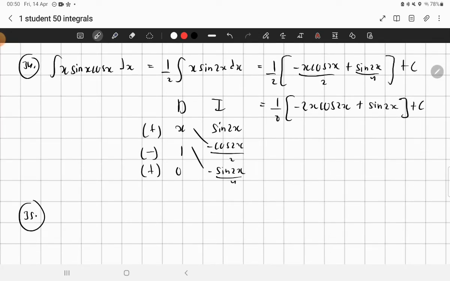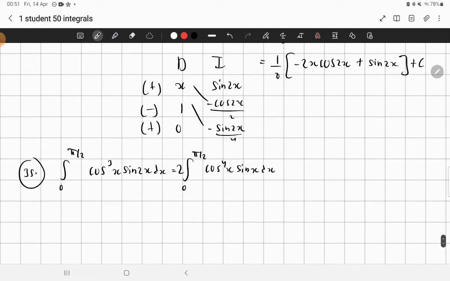Question 35, they gave us a really nice, simple one. It is a definite integral. So we have from 0 until pi over 2 cosine to the power 3 of x times sine 2x dx. So I could express this as the following, and by using appropriate substitution, du is equal to sine of x.